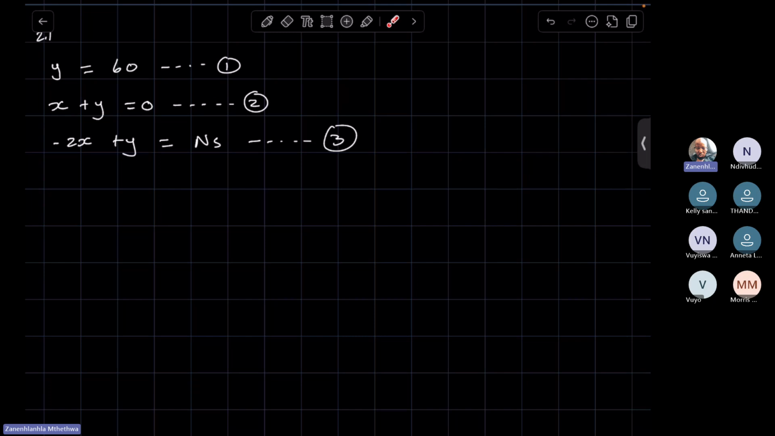Now, the best way to go about it is you look at NS, or the equation that has NS, which is the third equation here. In order to get NS, you must have the value of y as well as the value of x. At this point, based on our equations, we do have the value of y, but we do not yet have the value of x.